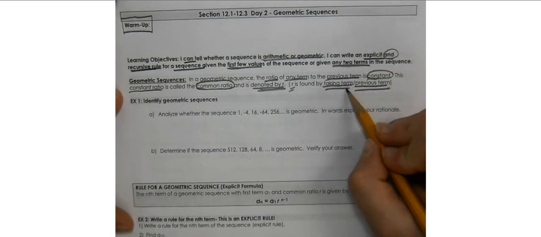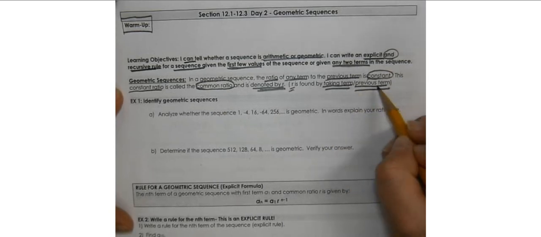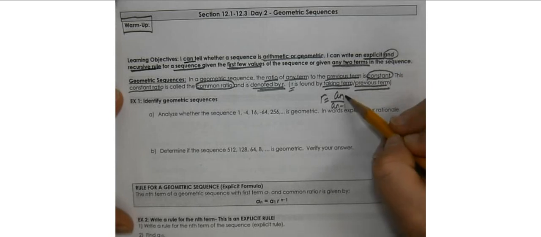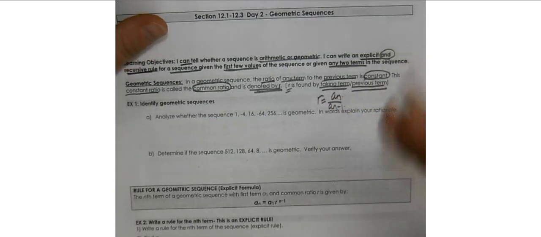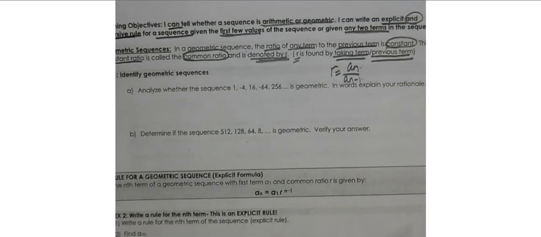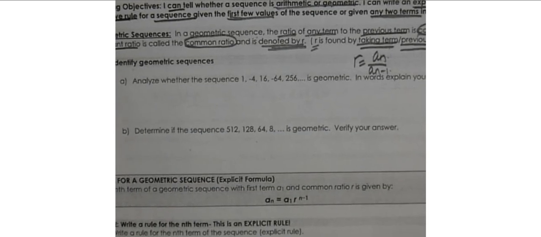So taking the term that you are currently on and dividing it by the term that came before it. So your r value is going to be equal to a sub n divided by a sub n minus 1. And a sub n represents the term that you are on, divided by a sub n minus 1, which is the term that came before. So we're going to be working with this formula as well as a variation of this formula later on in our lesson.